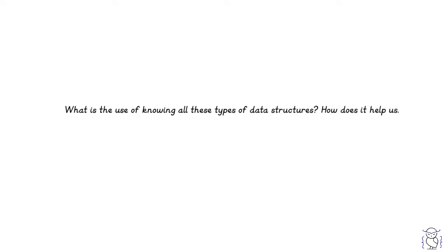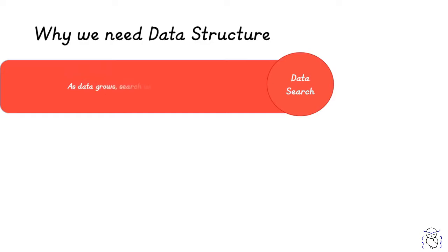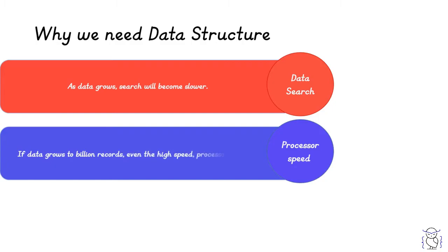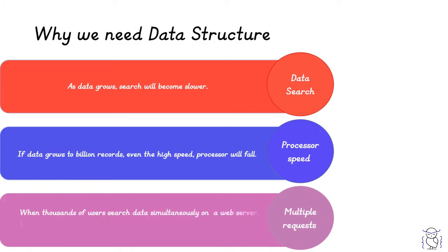Now we know what a data structure is. But what is the use of knowing all these types of data structures? How does it help us? Well, by knowing these data structures, what we gain is efficiency. Some reasons why we need to use data structures are: first one, data search. Consider an inventory of 1 million items of a store. If the application is to search for an item, it has to search through 1 million items every time. So every time, this slows down the search operation, as there is 1 million set of data that we have to search. This shows that as data grows, the search will become slower.